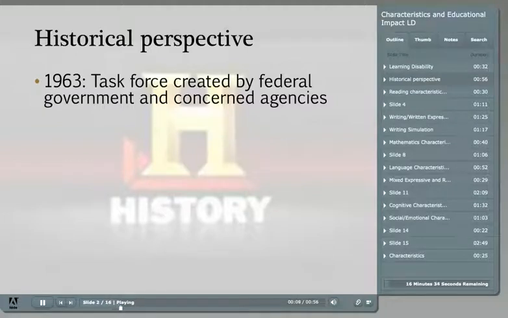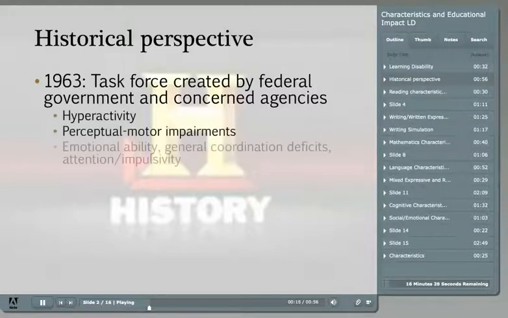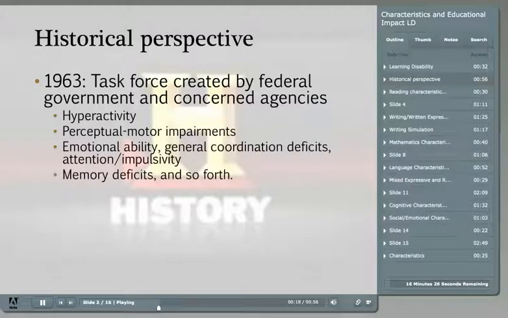In 1963, the federal government and other concerned agencies created a task force to explore the characteristics of students with learning disabilities. They identified a list of 10 characteristics including hyperactivity, perceptual motor impairments, emotional ability, general coordination deficits, disorders of attention, impulsivity, disorders of memory and thinking, specific learning disabilities, disorders of speech and hearing, and equivocal neurological signs. This information was useful, however, none of these characteristics included academic deficits.